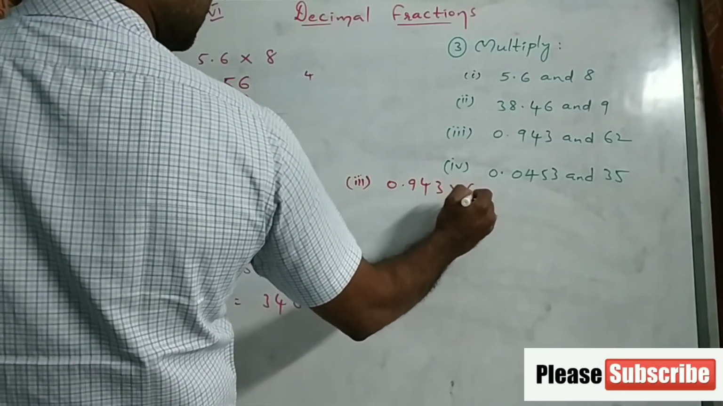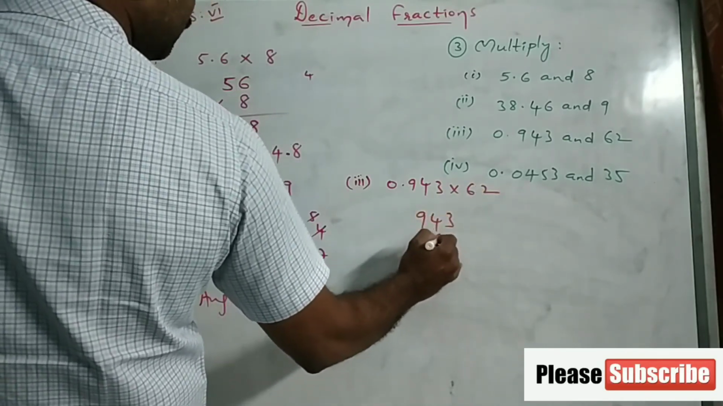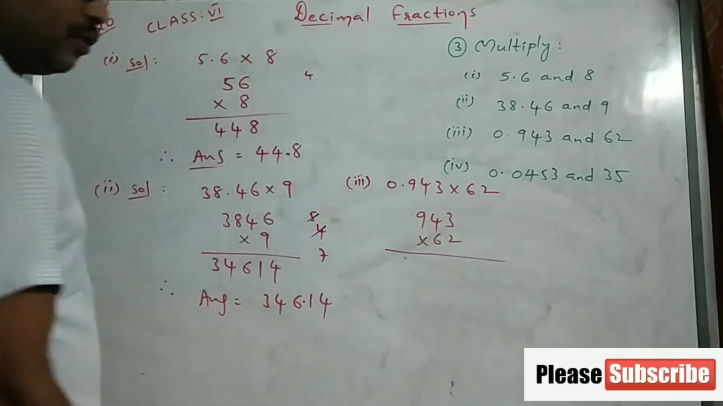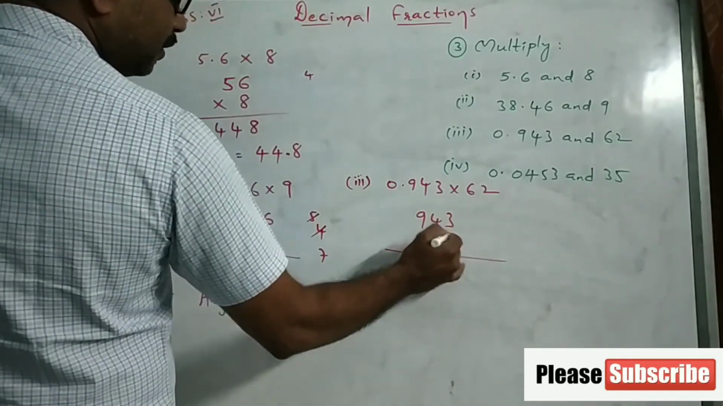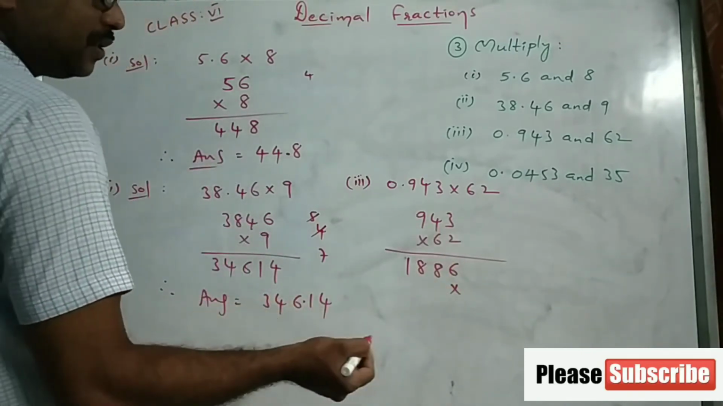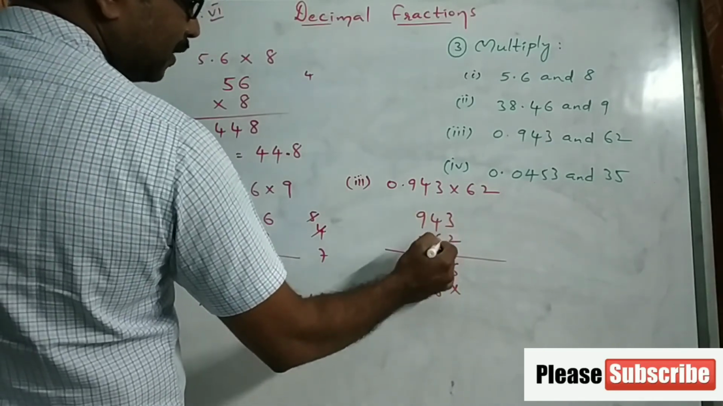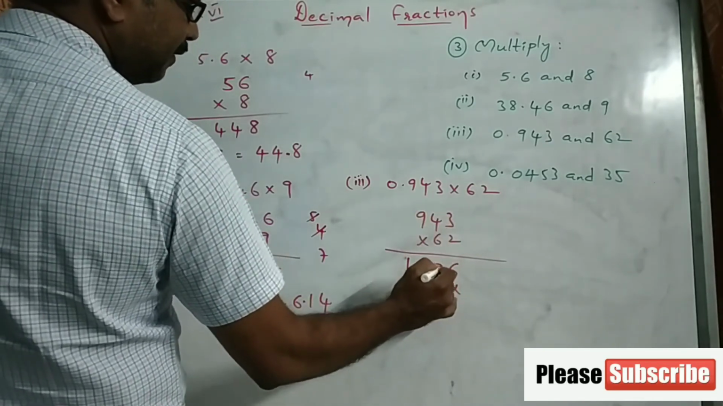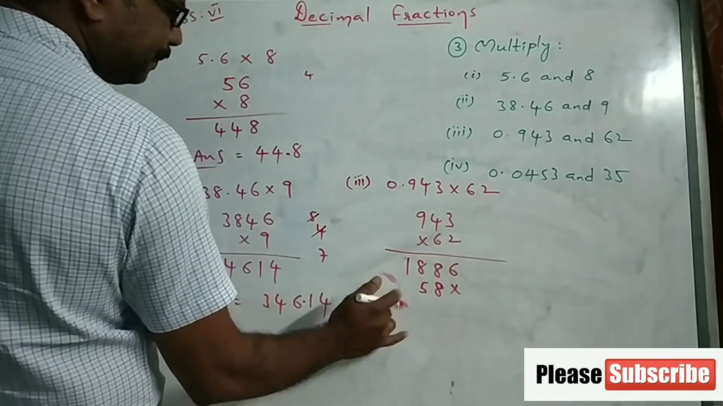0.943 into 62. Now 943 into 62 we will do it first. You know how to multiply. 2 3s are 6, 2 4s are 8, 2 9s are 18. First place you should leave. 6 3s are 18, 1. 6 4s are 24 plus 1, 25. 6 9s are 54 plus 2, 56.